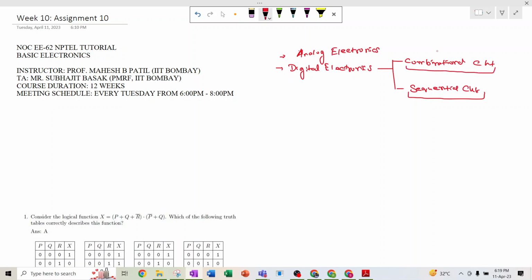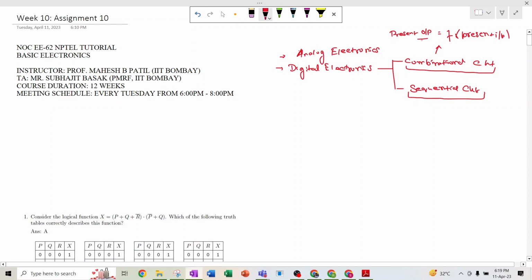In the case of a combinational circuit, the present output is a function of the present input only. That means whatever input we give, based on that we get the output. This is the meaning of the combinational circuit.